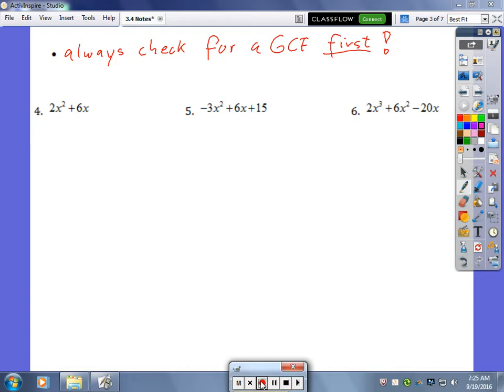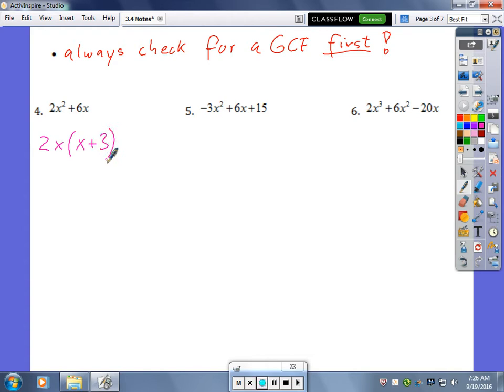Looking at our first problem here, 2x squared plus 6x. What do the two terms have in common? Well, they have a 2 in common. 2 goes into both 2 and 6. And they also have an x in common. If we take that out and then write in parentheses what we have left of each term, the first term we have x left, and of the second term we have +3 left.